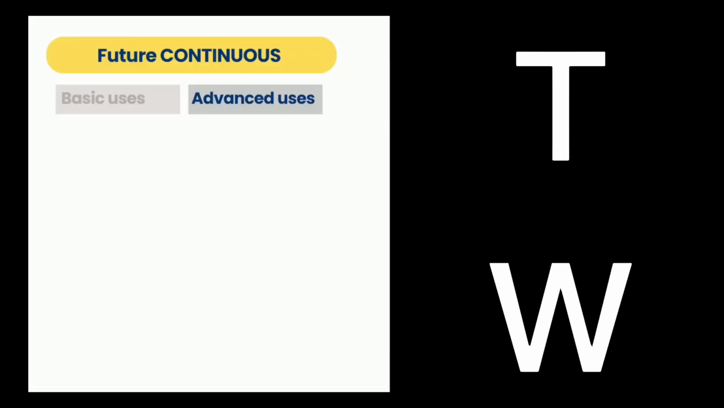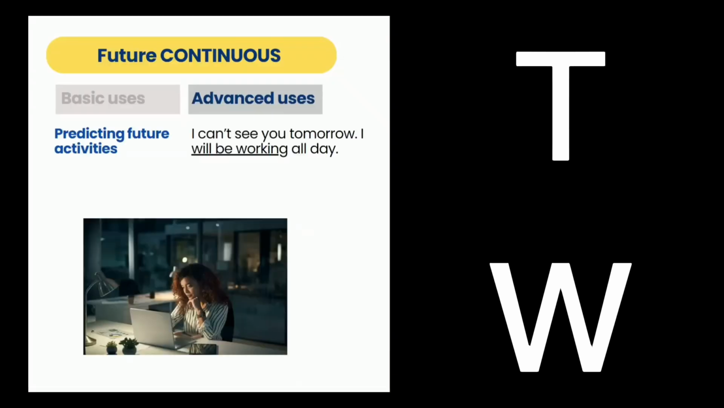Let's move on to the future continuous now. The future continuous is made up of will, the verb to be, then the main verb with ing. And we use this for predicting future activities.